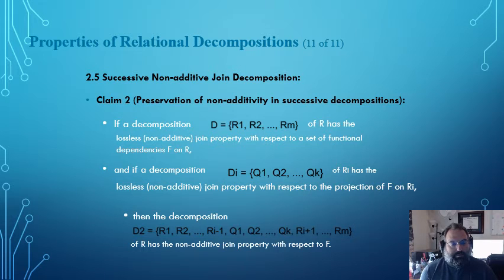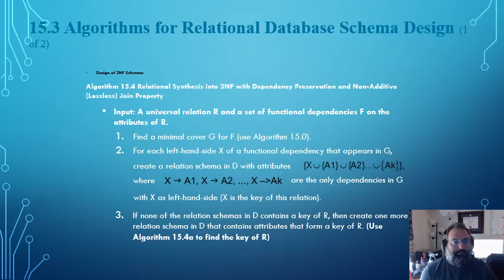Successive non-additive join decomposition. Claim 2, preservation of non-additive join in successive decompositions: if a decomposition D equals R1 through Rm of R has the lossless non-additive join property with respect to a set of functional dependencies F on R, and if a decomposition Di of Ri equals Q1 through Qk has the lossless non-additive join property with respect to the projection of F on Ri, then the decomposition D2 equals R1 through Ri-1, Q1 through Qk, Ri+1 through Rm of R has the non-additive join property with respect to F.